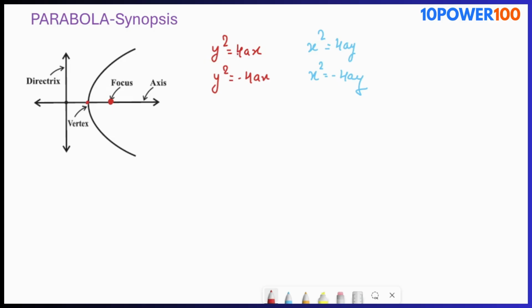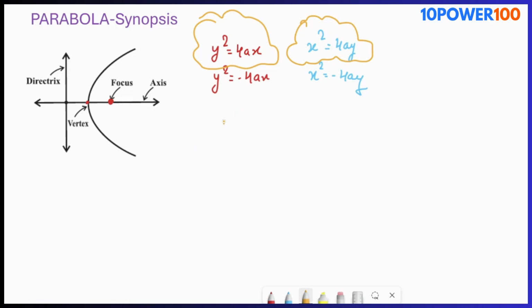If I take y square is equal to 4ax and x square is equal to 4ay, you have to focus on two variables, x and y. Observe the powers of x and y: which variable's power is more? In the first case, y power is more and x power is less. In the second case, x square is equal to 4ay, x power is more and y power is less. I'll tell you how to draw the diagram.